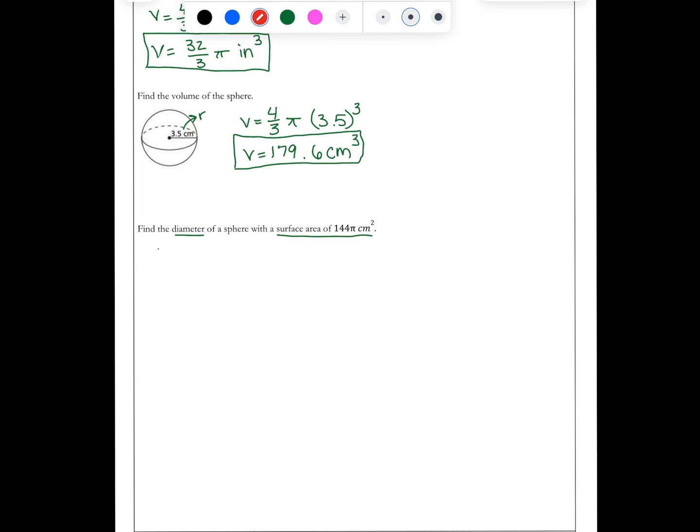So to begin, I'm going to write the surface area formula for a sphere, which we found earlier is 4 times pi times radius squared. Now, we don't know our radius like we usually would, but we do know our surface area. So I'm going to plug in 144 pi for S, which is our surface area, and that's equal to 4 pi r squared.